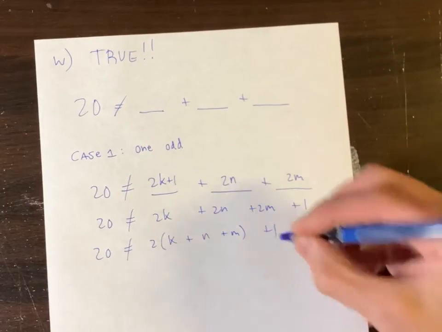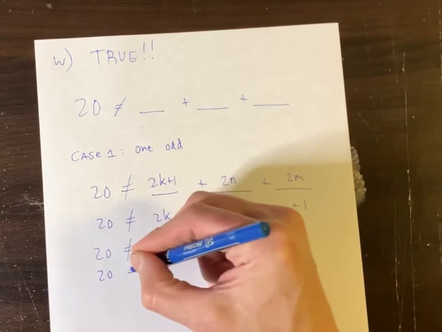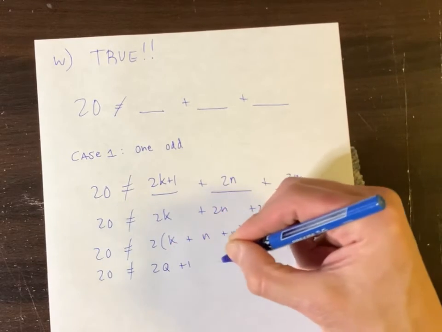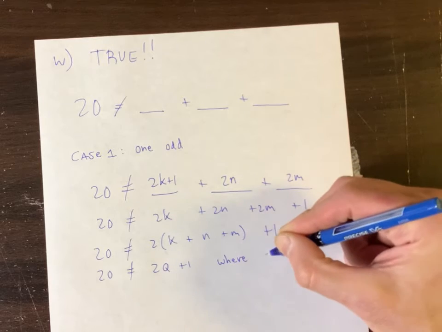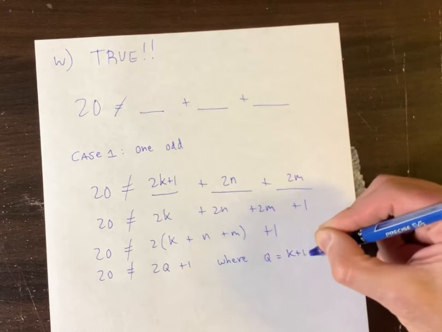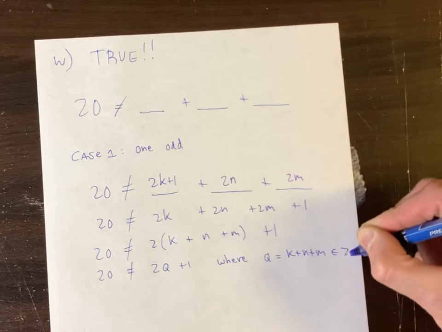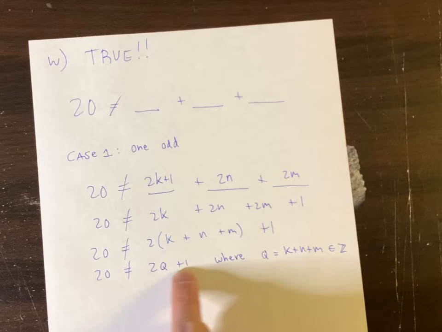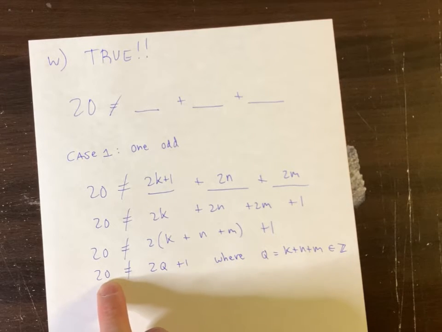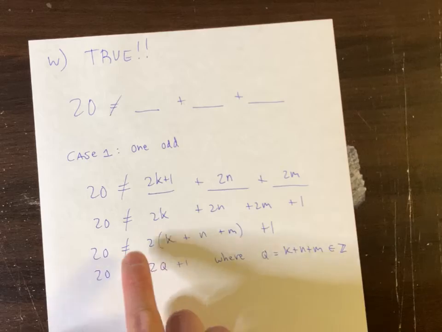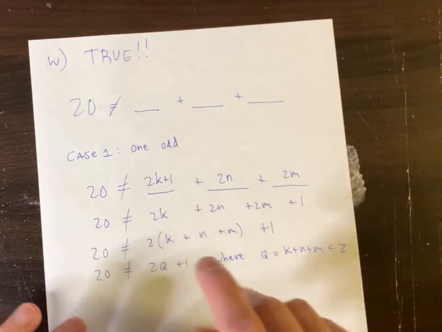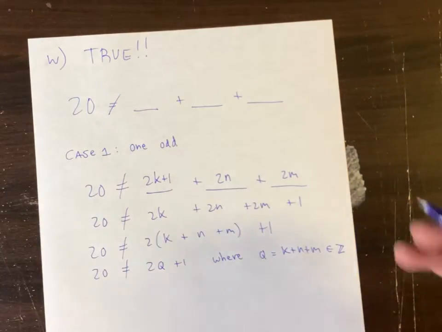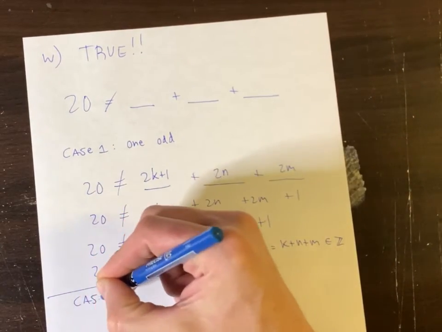I'm going to do the same thing as before. I'm going to say that 20 cannot equal 2, let's use a different letter, how about q, plus 1, where q equals k plus n plus m. It's pretty much the same thing as before, right? So look, 20 cannot equal this. How come? Because this is odd, but 20 is clearly even. So for sure, case one makes the original statement true, because they're saying 20 cannot be this, and I agree with that. What's the next case? There's only one other case.